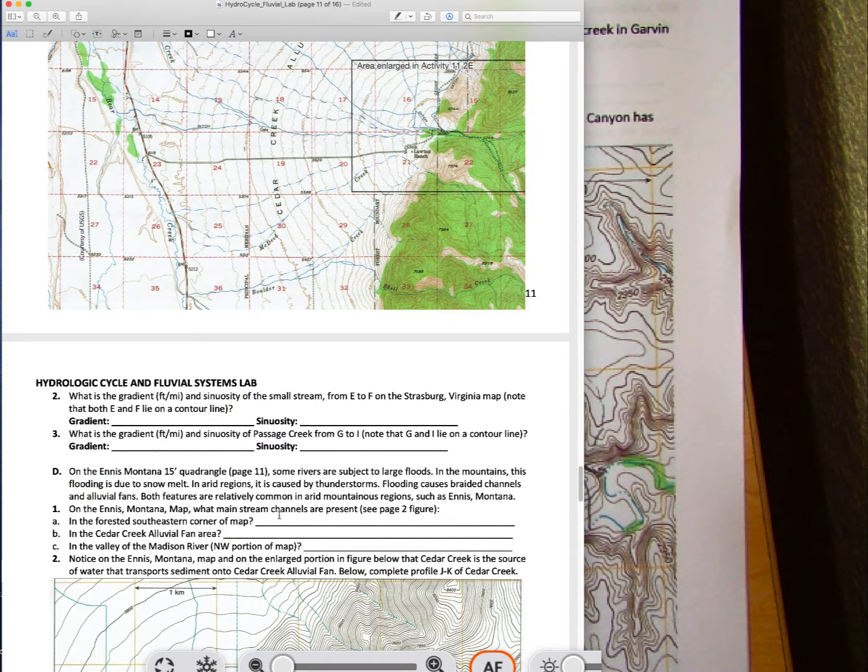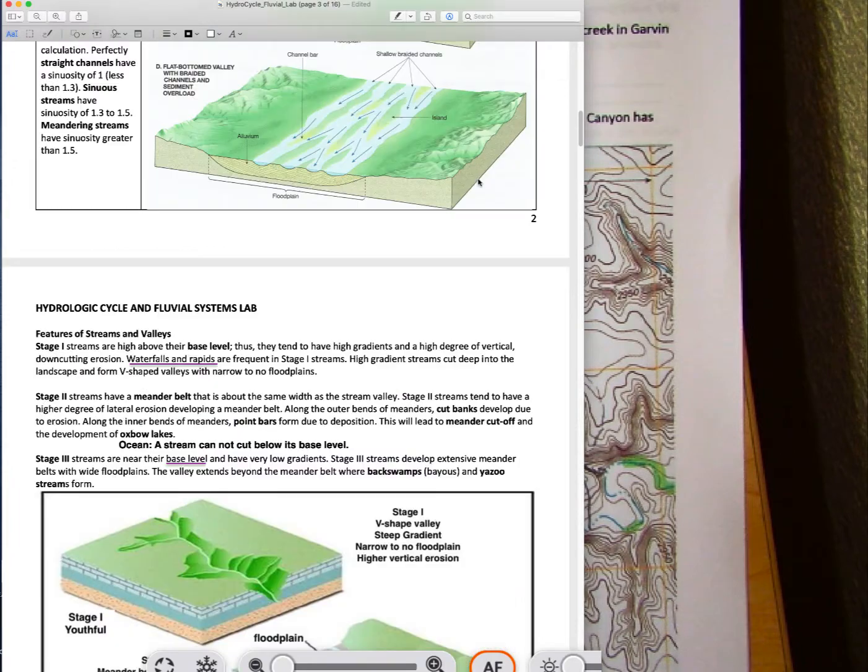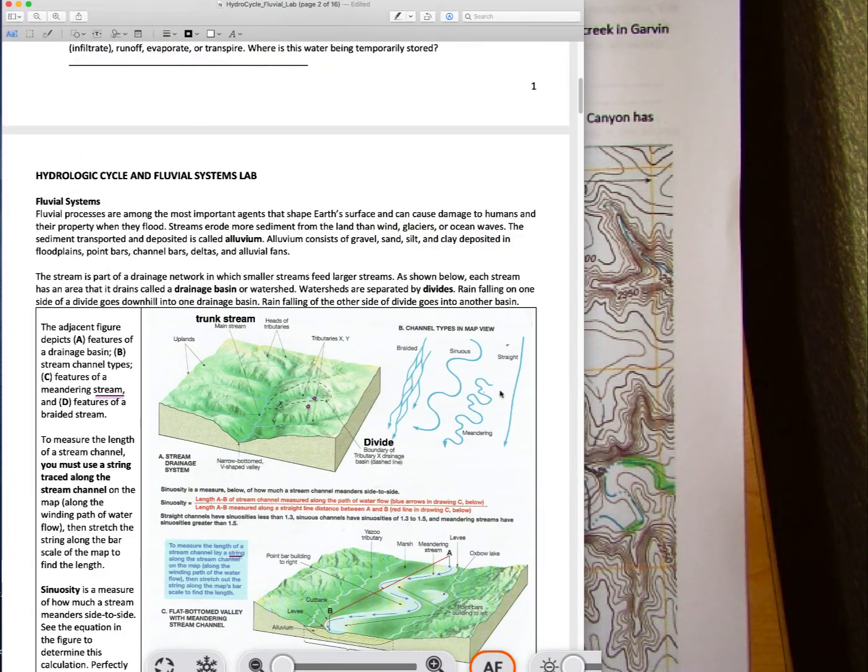What main stream channels are present? So for starters, in the forested area up here, over here, they're pretty straight. So really what I'm looking for here are answers like, are they braided, are they sinuous, or are they meandering, or are they straight? So pick one of these here.